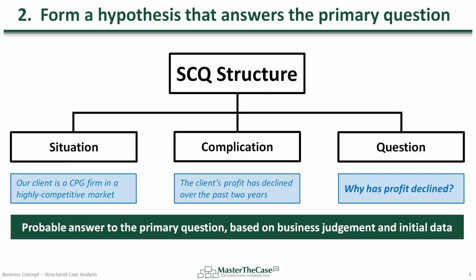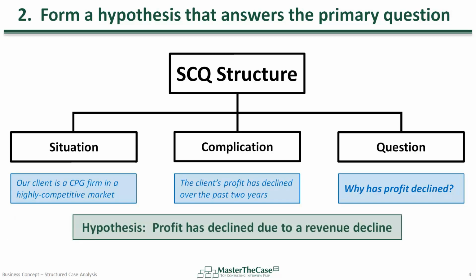Now, it is also possible that the client's cost has increased, causing the profit decline. However, there is nothing, at least in the initial case data, pointing to that, making a cost increase a weaker initial hypothesis relative to the first one. In fact, when we have several hypotheses, we should always prioritize them based on how well they are supported by initial data. So by combining our business judgment and early case facts, we can state that our initial hypothesis is that profit has declined due to a revenue decline.